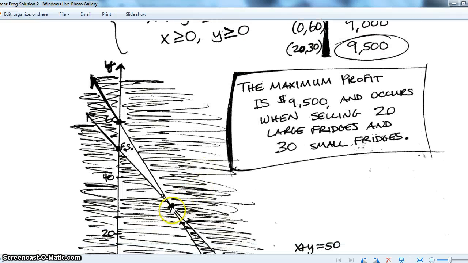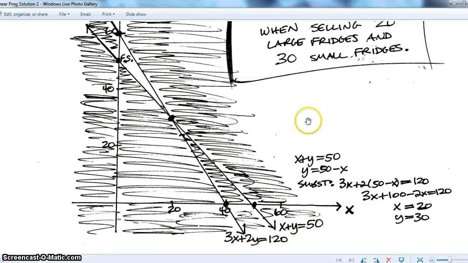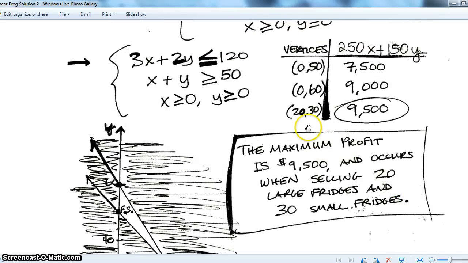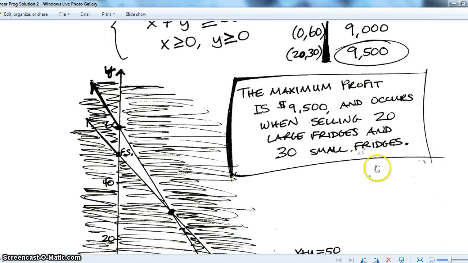But there's this other point here where these two meet. If you solve the system of equations, you'll get x equals 20, y equals 30. So 20 and 30, 20 large fridges and 30 small fridges will give us 9,500, which is the largest of these. So that's going to maximize the profit. $9,500, sell 20 large fridges and 30 small fridges.